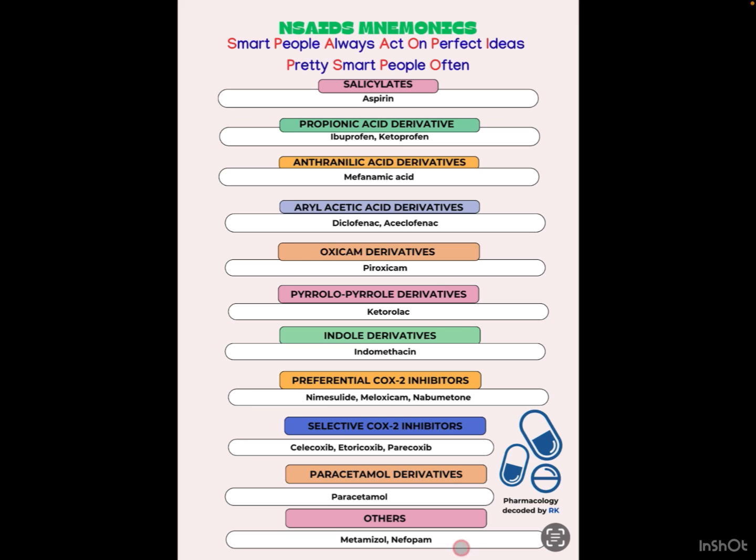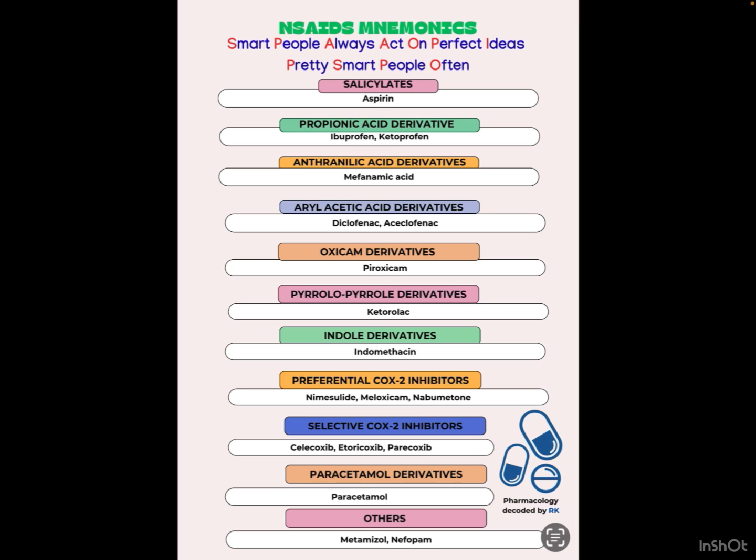So to quickly recap the mnemonic, smart people always act on perfect ideas, pretty smart people often. S stands for salicylates, example aspirin. Next, P, propionic acid derivatives, ibuprofen, ketoprofen. A, for anthranilic acid derivatives, mefenamic acid. Again A, aryl acetic acid derivatives, diclofenac, aceclofenac. O, for oxicam derivatives, piroxicam. P, for pyrrolopyrrole derivatives, ketorolac. I, for indole derivatives, indomethacin.